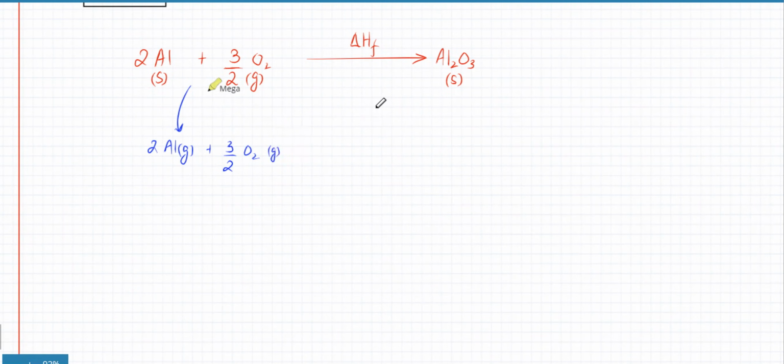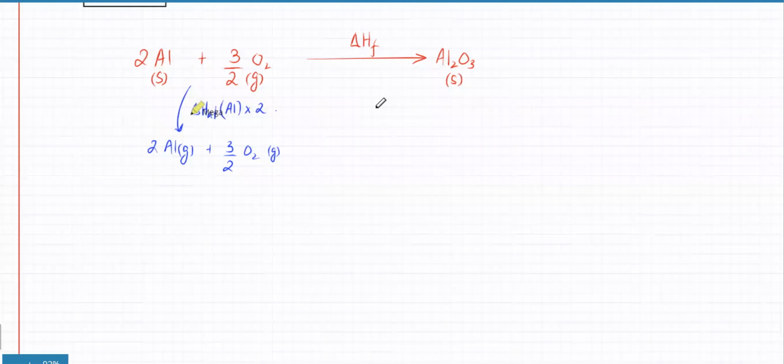So this is the enthalpy change of atomization, the enthalpy of atomization of Al, and it's going to be multiplied by 2. So the moles are going to be 2.